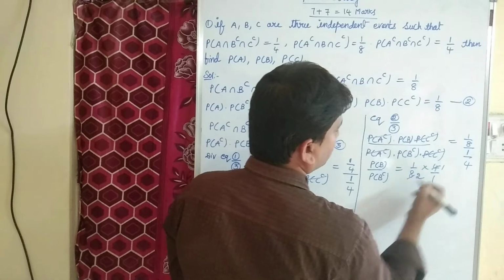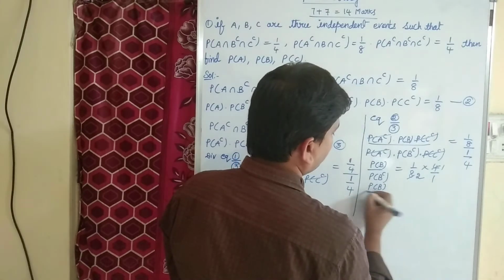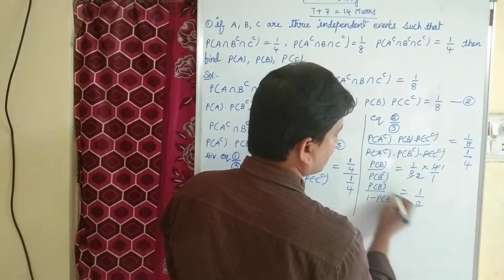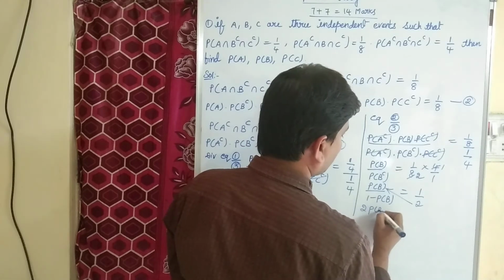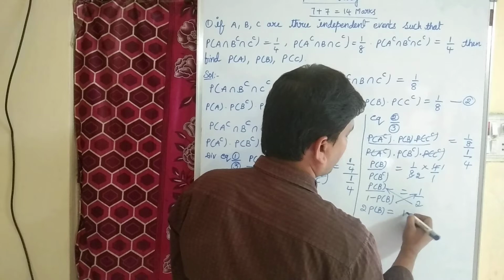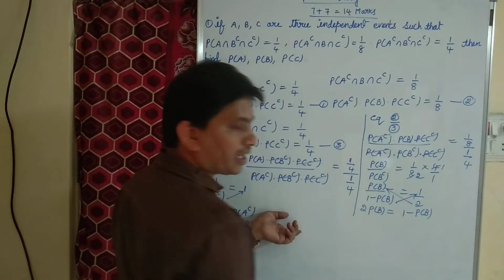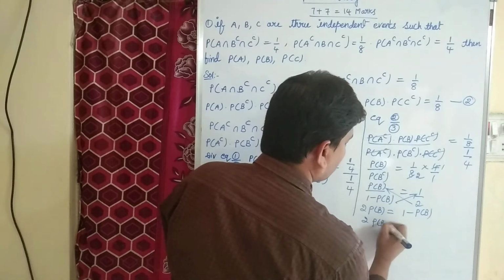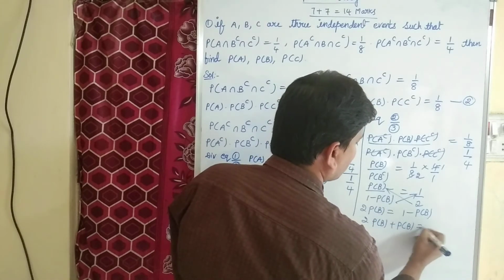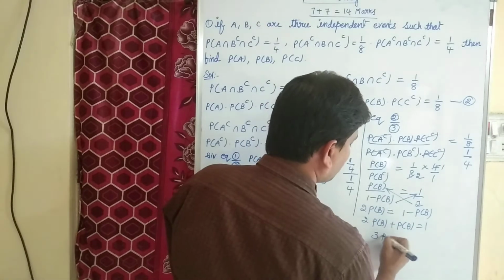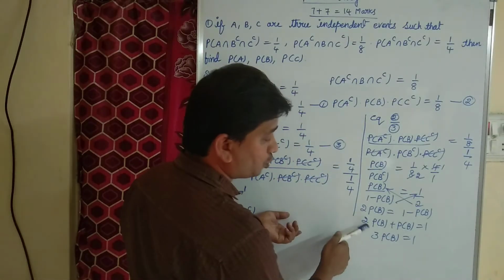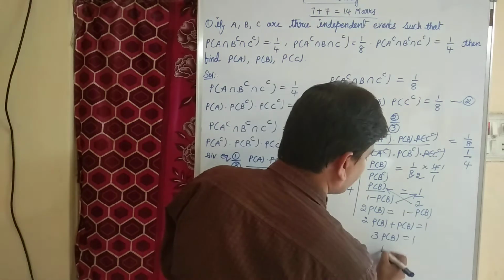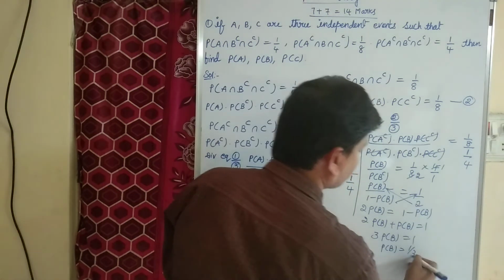4 1s are 4, 4 2s are 8. So P(B) by P(B cap), I get it as (1 minus P(B)) equal to 1 by 2. Cross multiplication: 2 into P(B) equal to 1 minus P(B). Let me transpose minus P(B) to that side. So this will become 2 into P(B) plus P(B) equal to 1. Transpose: 3 into P(B) equal to 1, because 2 P(B) plus 1 P(B) will become 3 into P(B). 3 you transpose, so you will get P(B) equal to 1 by 3.